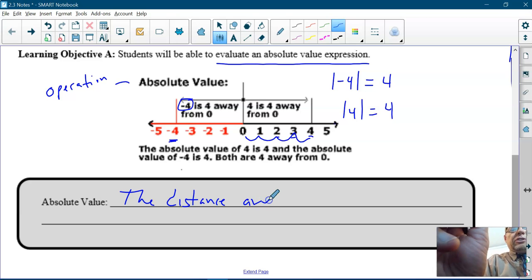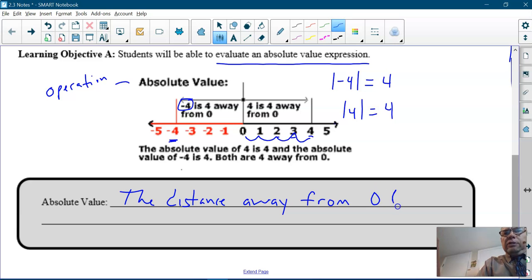And it is an operation, so it has a place of where we want to go ahead and perform this operation. When do we want to make it positive? Absolute value is a form of a grouping symbol. It is a grouping symbol. So the things inside are grouped together. So let's think about absolute value as the distance away from 0.